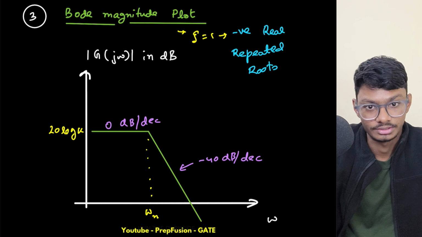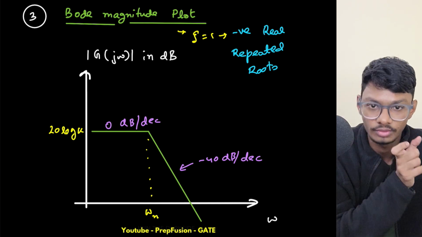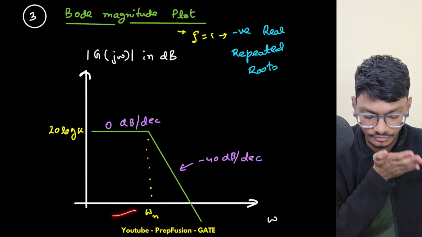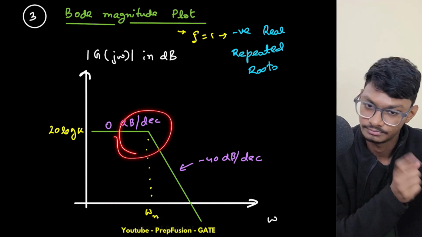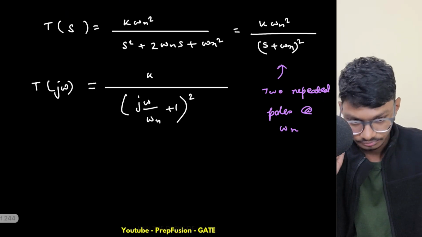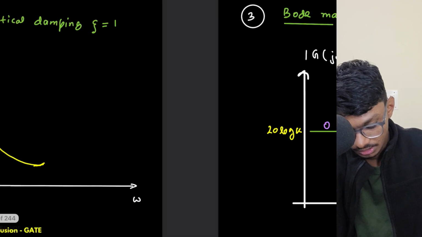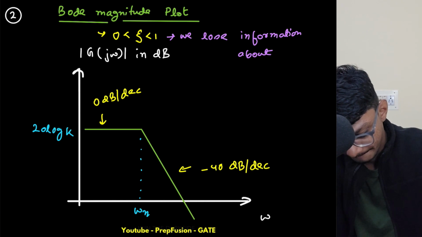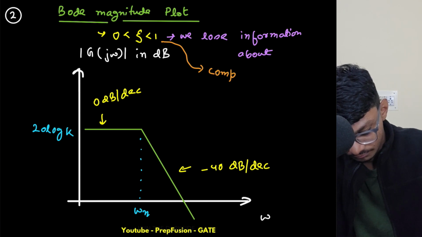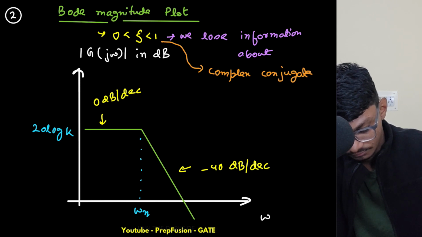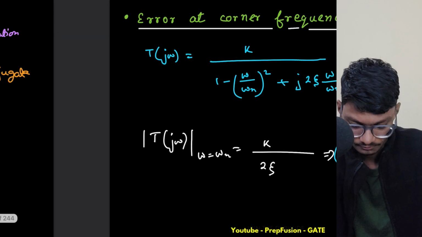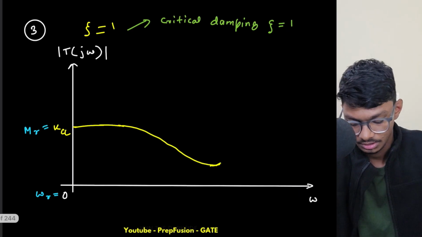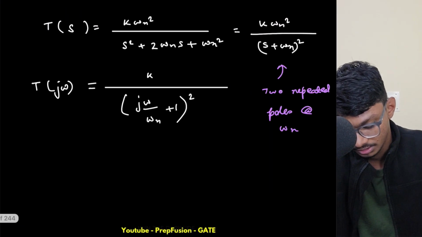Okay, the simple error that we calculated previously was simply minus 3 into n. So n is the number of corner frequencies present over here: 2. So minus 6 dB will be the error. Okay, so that is one thing I wanted to mention. So these are negative real repeated poles, and these are complex conjugate poles.